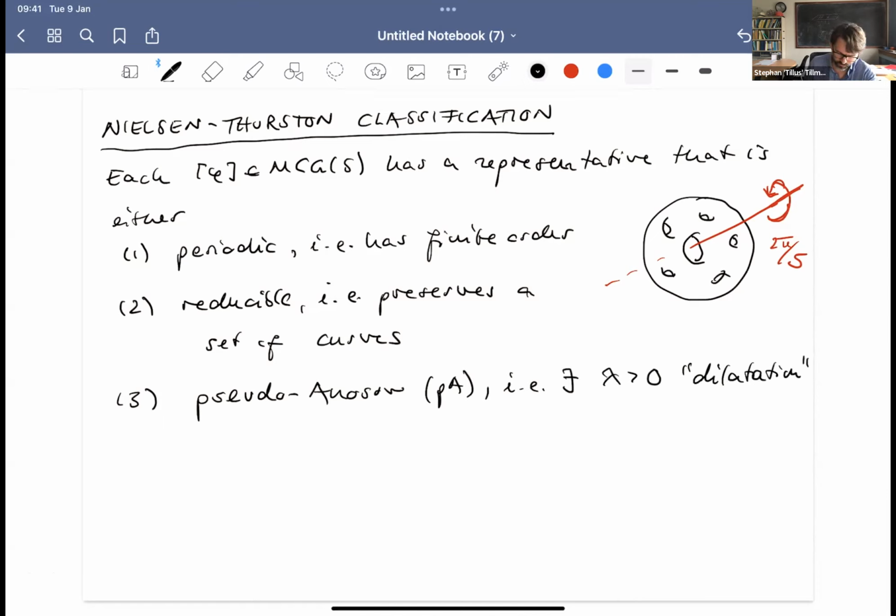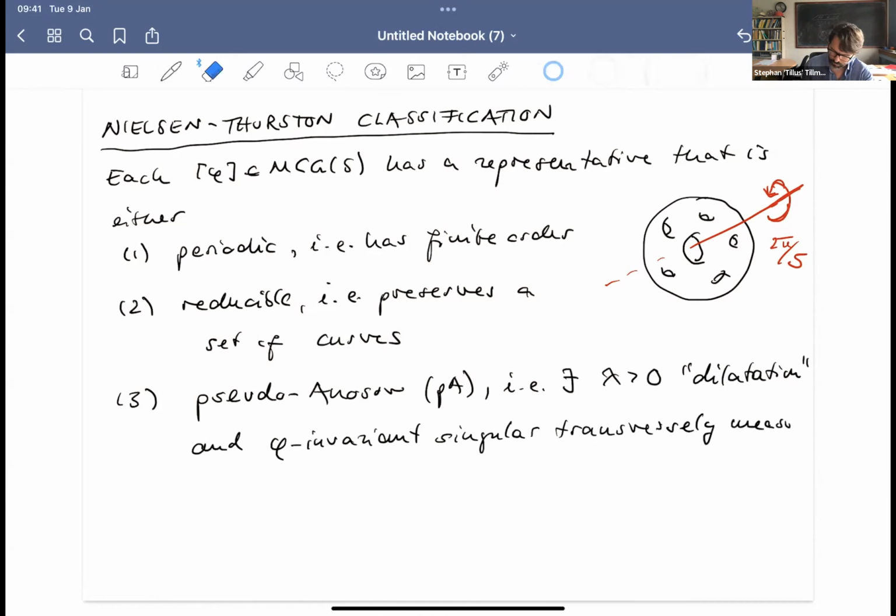Okay, and together with it, a phi invariant, singular and transversely measured foliation. And actually, there's two of them.